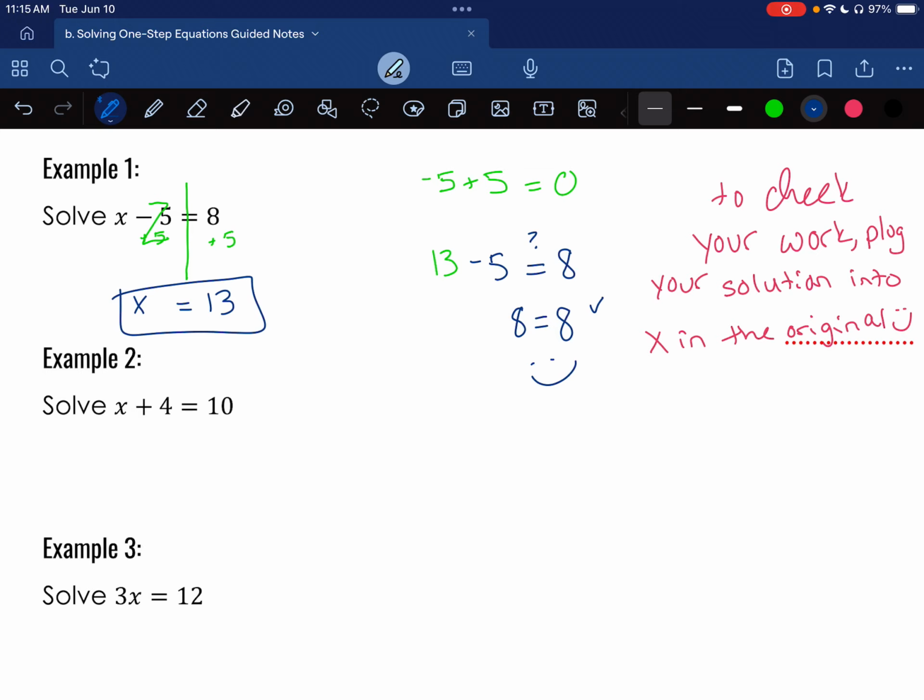All right, next one. We have x plus 4 equals 10. So if I want to get rid of adding 4, I'll subtract 4 from both sides. And I'll end up with x is equal to 6. And so again, if I want to check my work, we have to think to ourselves, 6 plus 4, is that going to get me out 10? Sure is.